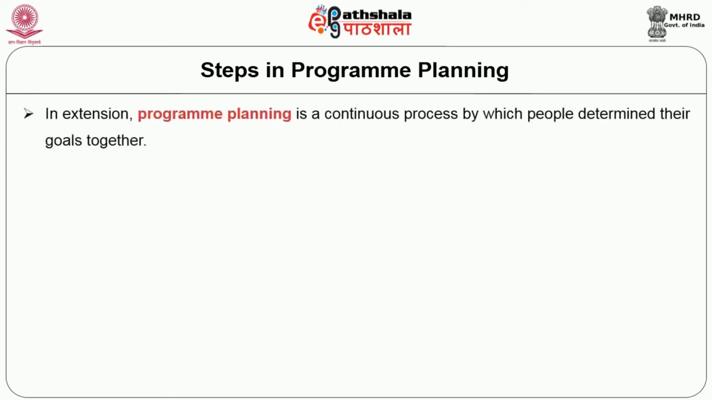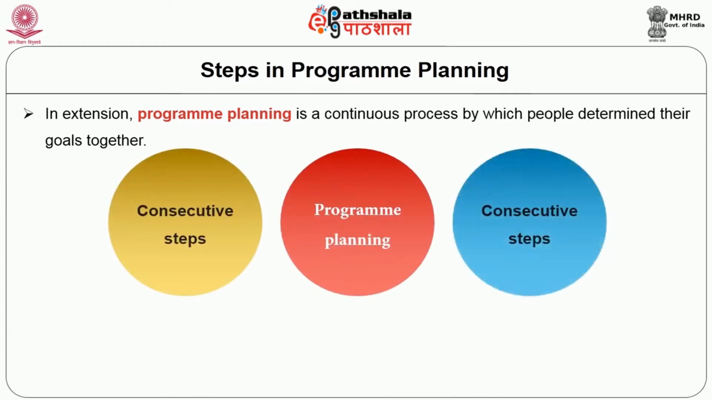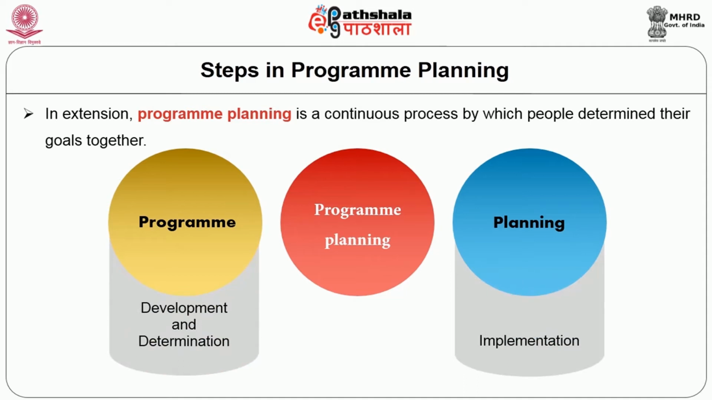In extension, program planning is a continuous process by which people determine their goals together. Program planning is composed of program and planning. That's two words. Okay. Program covers development and determine side, whereas planning covers implementation side. The process of extension program planning can be broken into consecutive steps which are presented in figure 1. So you can see that on the screen.